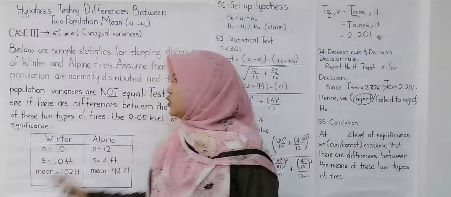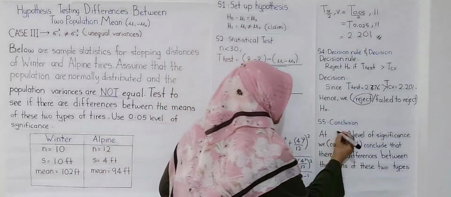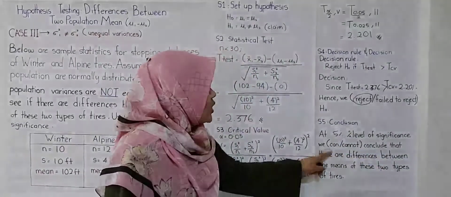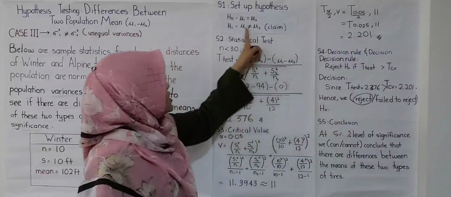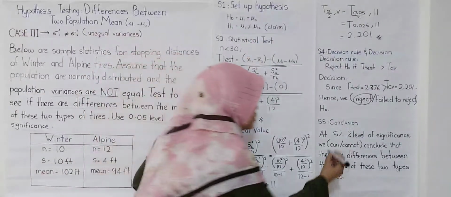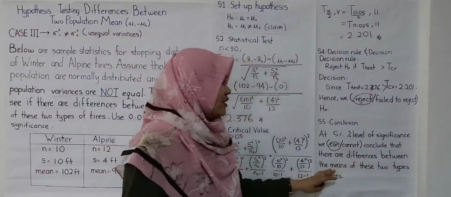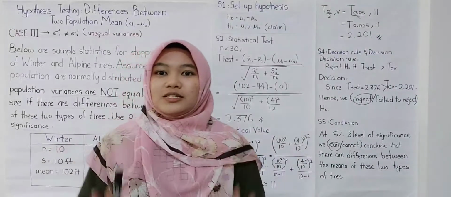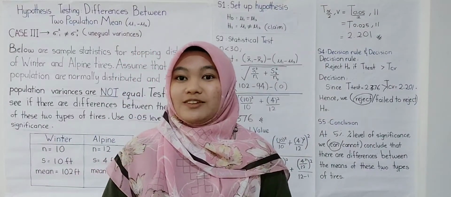Lastly, the last step is to write a conclusion. Look back, at 5% level of significance, because we already reject H null and we claim at H alternative, we can conclude that there are differences between the means of these two types of tires. That's all. It's simple to do this type of question, right?